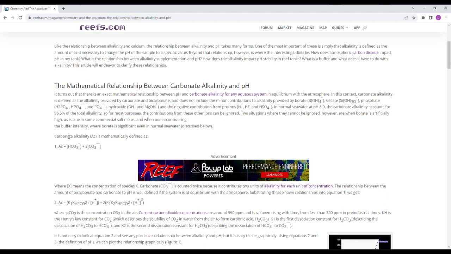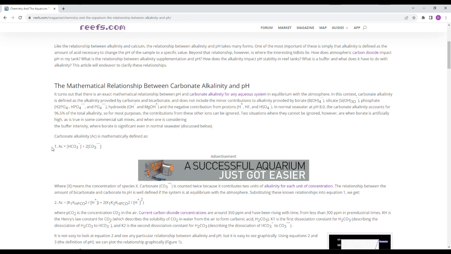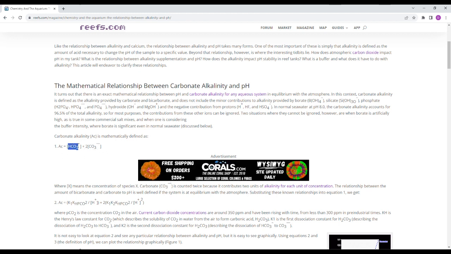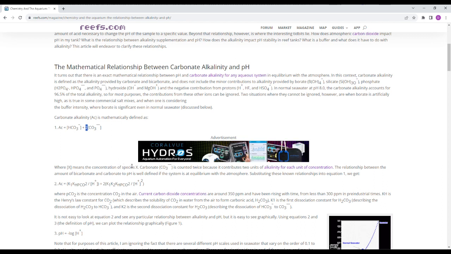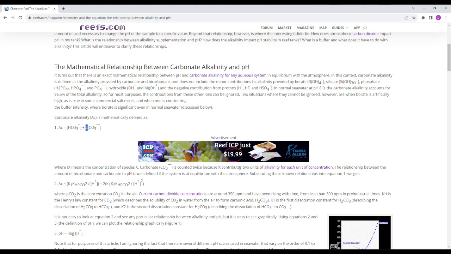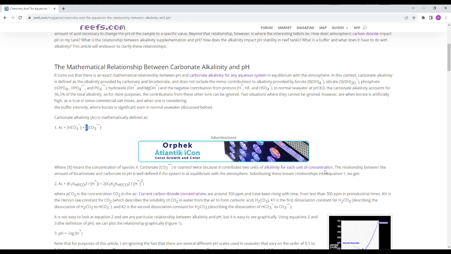Carbonate alkalinity, AC, is mathematically defined as AC = [HCO3-] + 2[CO3 2-], where [X] means the concentration of species X. So this is bicarbonate and carbonate. Carbonate is counted twice because it contributes 2 units of alkalinity for each unit of concentration.